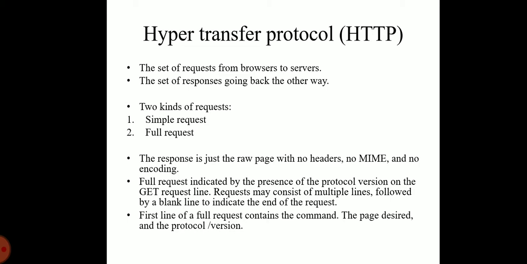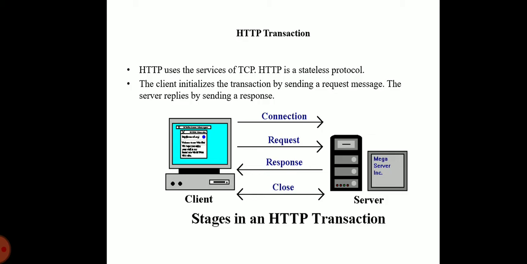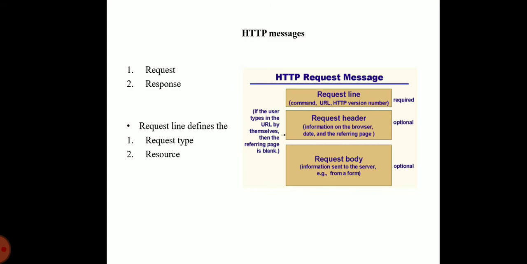The HTTP transaction uses several types of TCP. HTTP is a stateless protocol. The client initiates the transaction by sending a request message. The server replies by sending a response. So, the HTTP messages are divided into two types: number one, request, and number two, response. Both message types use the same format. The request message consists of a request line, header and a body. The request line defines the request type, resource, and HTTP version. The request type categorizes the request message into several methods of HTTP version 1.1.